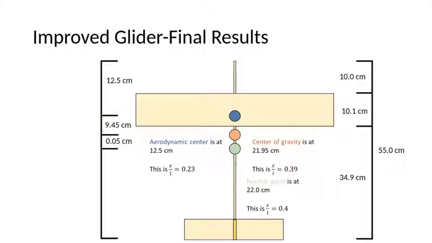Here you can see the glider that we built. This glider's tail has a wingspan of 30 centimeters and a chord of 7.9 centimeters. Also, it has a point mass of 15 grams located 1 centimeter away from the nose of the glider. And here the aerodynamic center is at 12.5 centimeters, the center of gravity is at 21.95 centimeters, and the neutral point is at 22 centimeters. And this is for the stable configuration with the point mass. The unstable configuration without the point mass has a different center of gravity that is behind the neutral point.